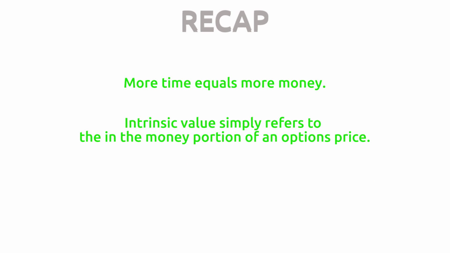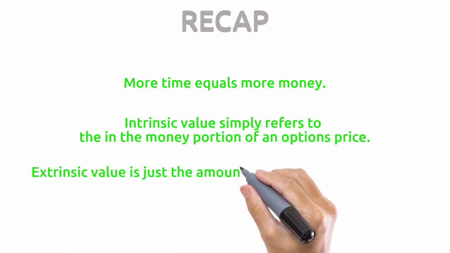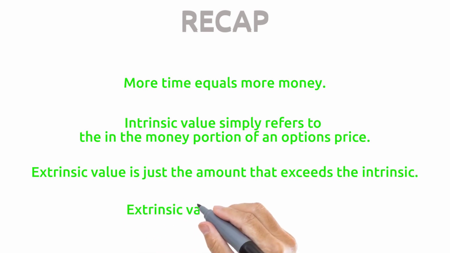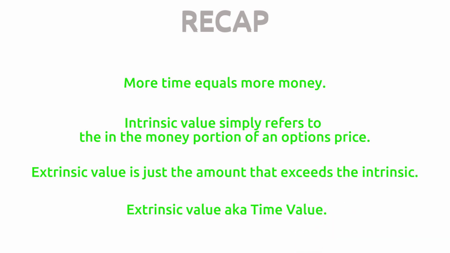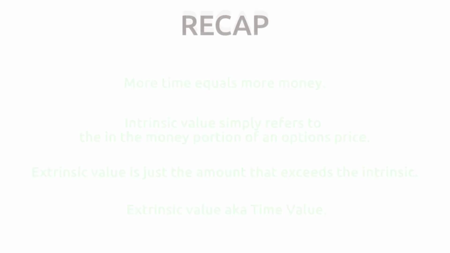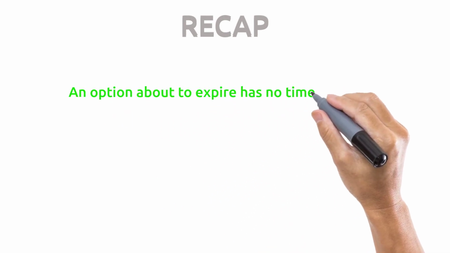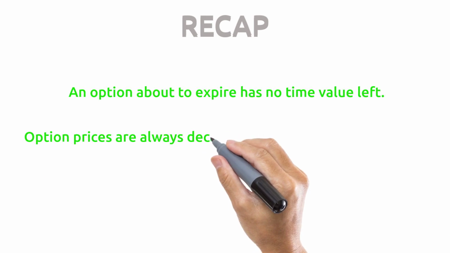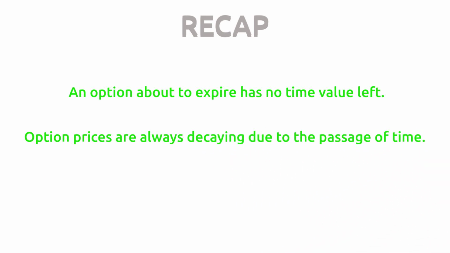You also learned about intrinsic and extrinsic value. Intrinsic value simply refers to the amount in the money. Extrinsic value is just the amount that exceeds the intrinsic portion. Extrinsic value is also known as time value. Remember, if an option has no time left or is about to expire, then it's going to have no time value left on it. It will simply be worth whatever its intrinsic value is.